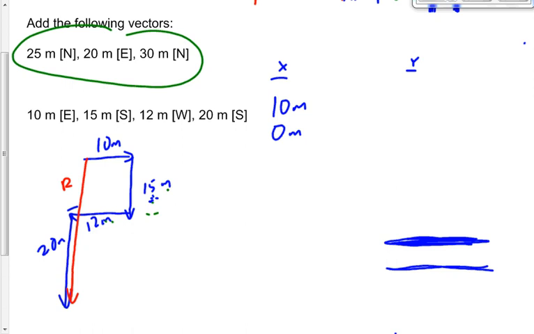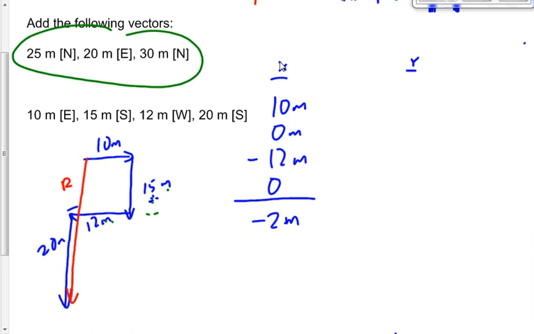Why negative? It's to the west. It's backwards. And the last one, none of it is east-west. All of it is north-south. Now let's add these up. We end up getting negative 2. Now let's do the y component.